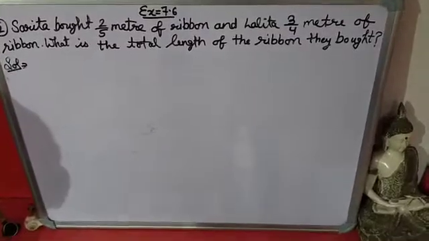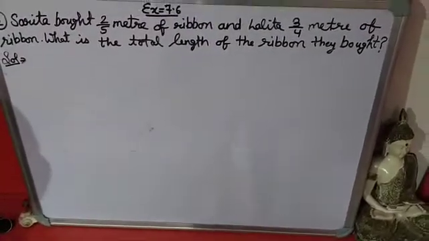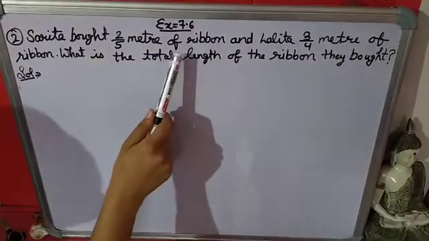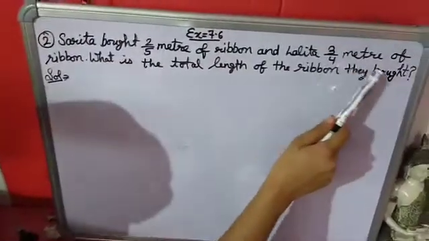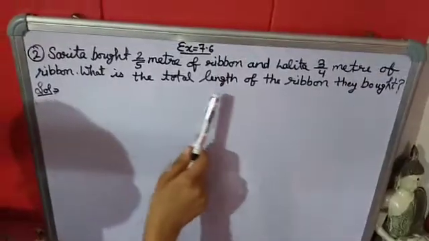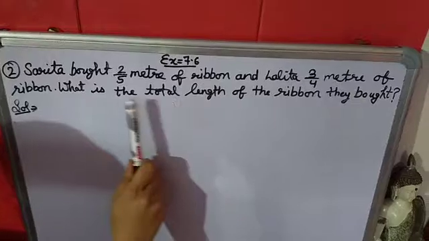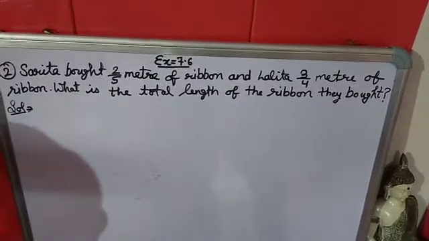Good morning, class. We are starting exercise 7.6, second question. Sarita bought 2/5 meter of ribbon and Lalita 3/4 meter of ribbon. What is the total length of the ribbon they bought? You have to find the total length. It means we will add these two fractions.